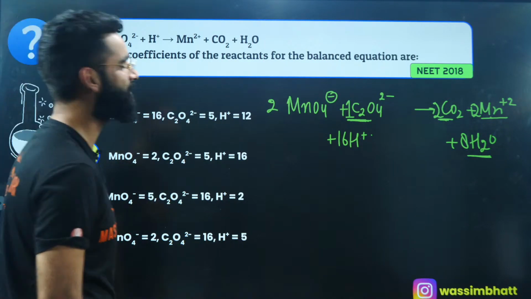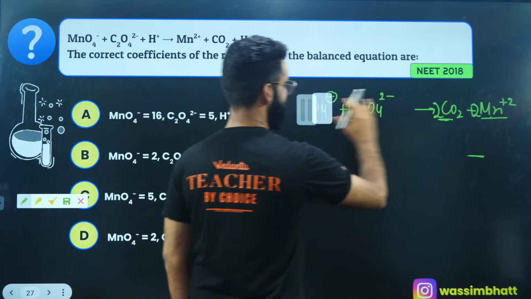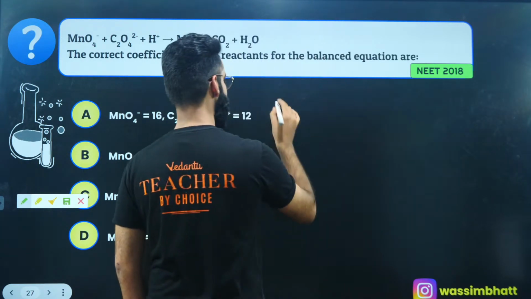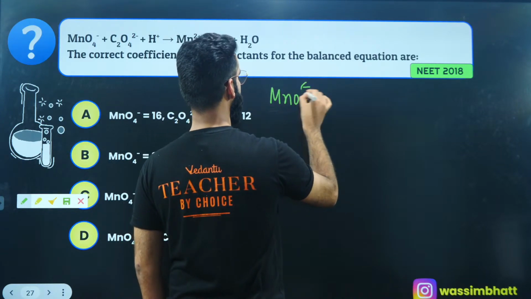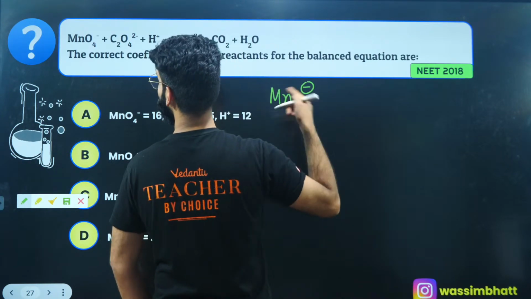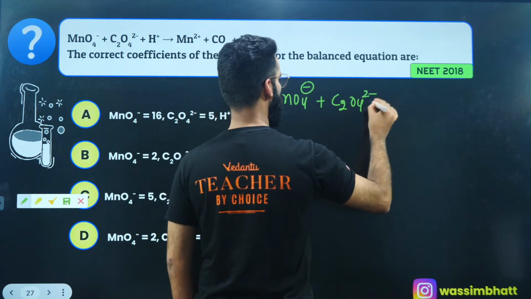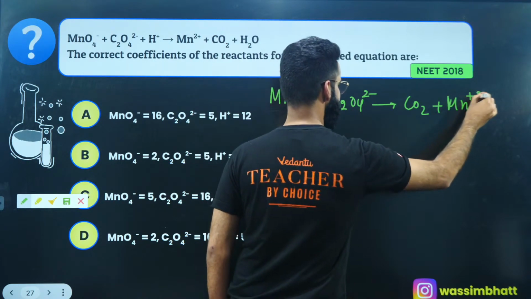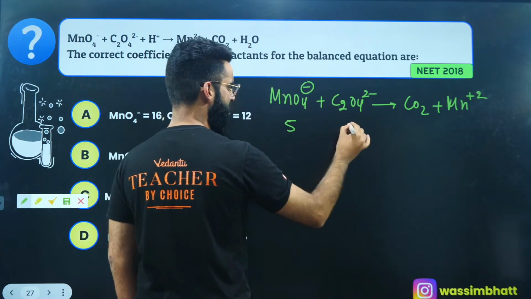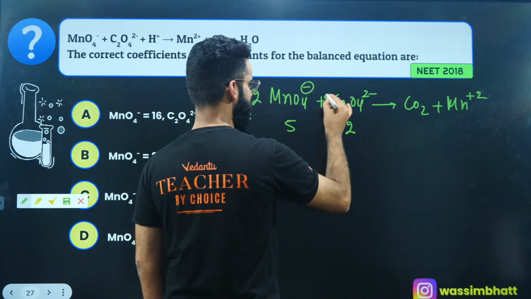Again I did a mistake. I told you the N factor of MnO4 negative is 5, but I mistakenly wrote 1. C2O4 di negative is getting converted into carbon dioxide plus Mn di positive, right? See again guys, N factor of this is 5, N factor of this is 2, right? So this should be 2 times and this should be 5 times.